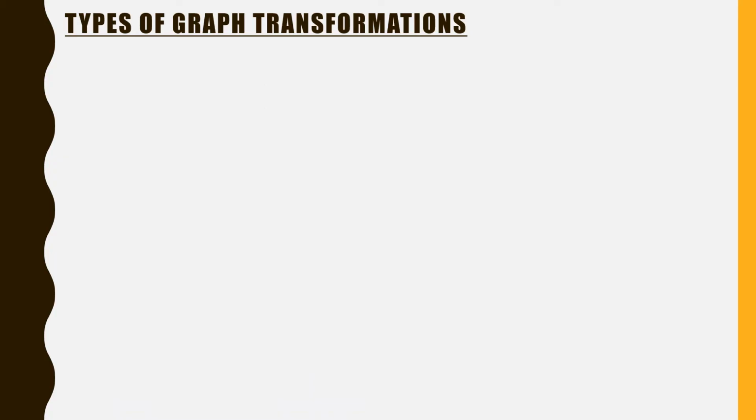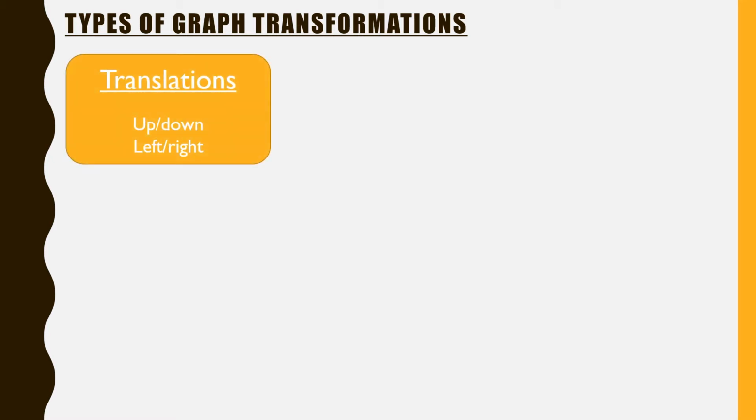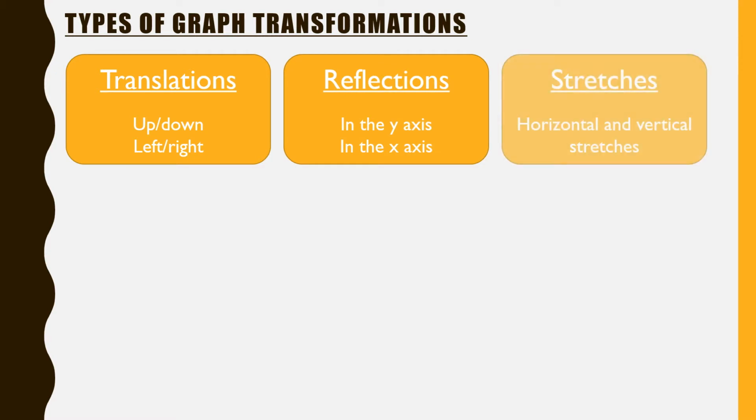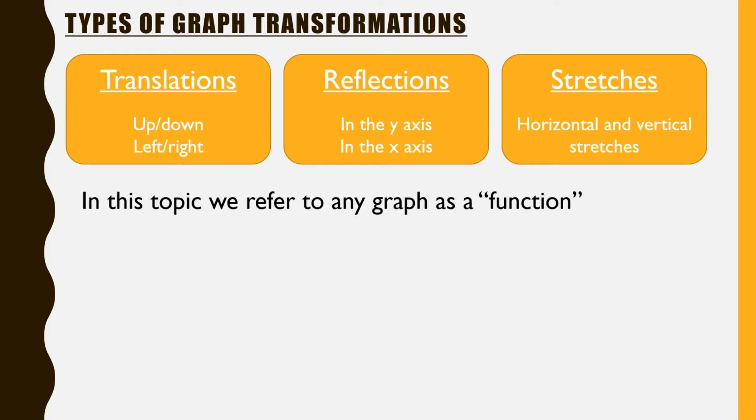So we're going to start off with what the types of graph transformations are. We have translations, so you can move things up or down, left or right, which does not change the size or shape of the graph. We have reflections in either the y-axis or the x-axis, and we have stretches, horizontal and vertical stretches, which is probably the one that you're not so familiar with. You will have done translations and reflections and rotations and enlargements before, but stretches is a new one that's specifically used to get your higher grade at GCSE.